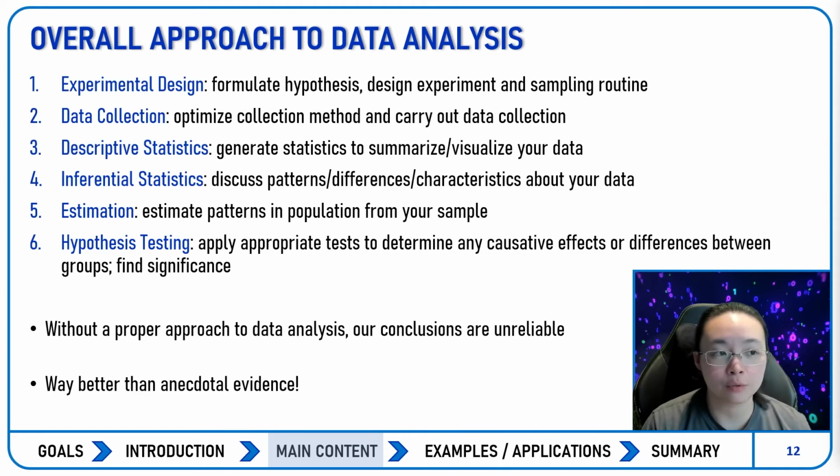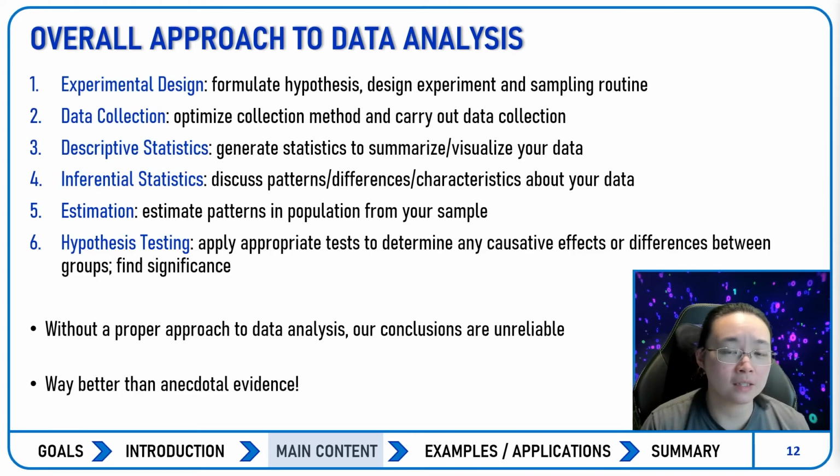So in order to get reliable data, we need to be able to go through proper steps to data analysis. So the first one is making sure you have really good experimental design. Formulate your hypothesis first, design an experiment and a model, and also a sampling routine. If you are collecting your data, optimize your collection method and carry out your data collection.